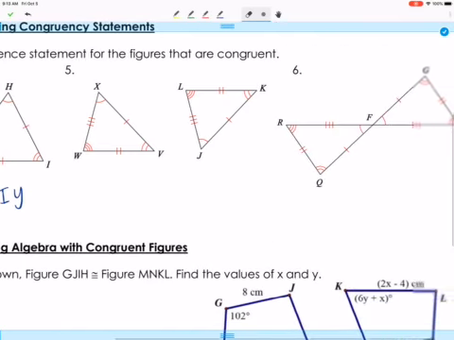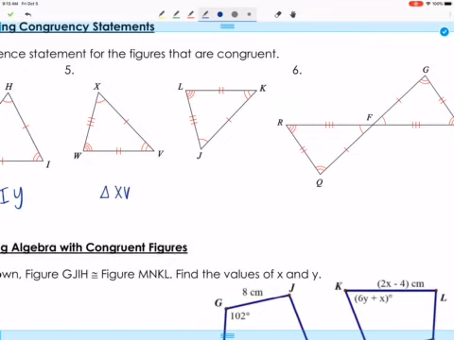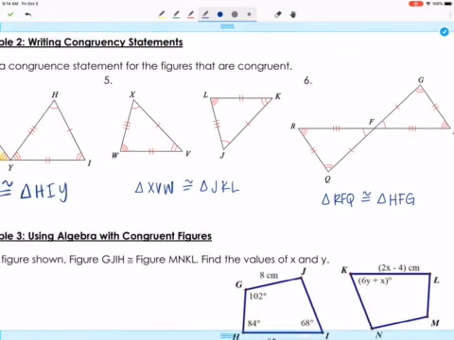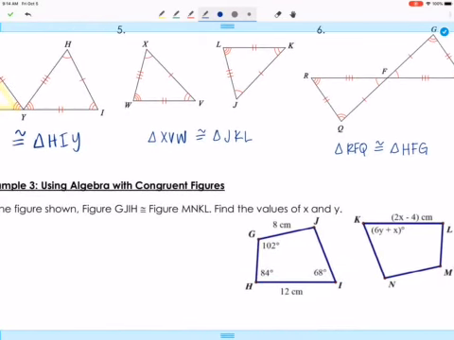However you name it, you just need to make sure you name the second one in the same fashion, okay? So for 5, for instance, I could say triangle XVW, and then I would name my second triangle JKL, so that the parts come in a congruent and corresponding order. And then maybe for 6, if I name the left triangle RFQ, I would say that is congruent to HFG. All right? But again, lots of different options there, just as long as when you read back through your answer, everything is in order.